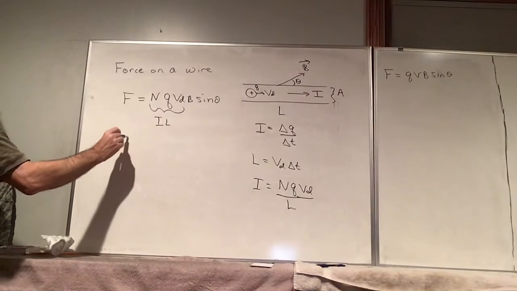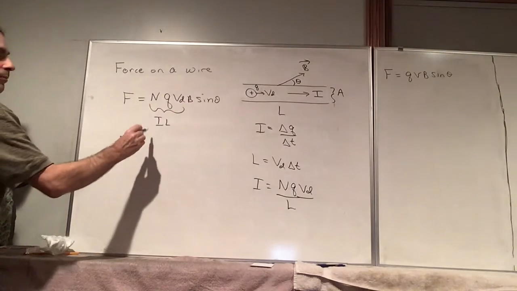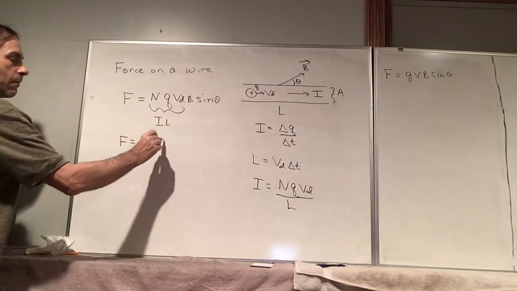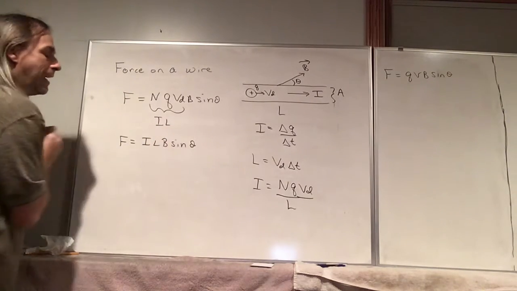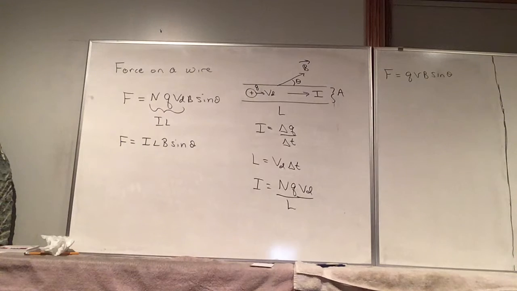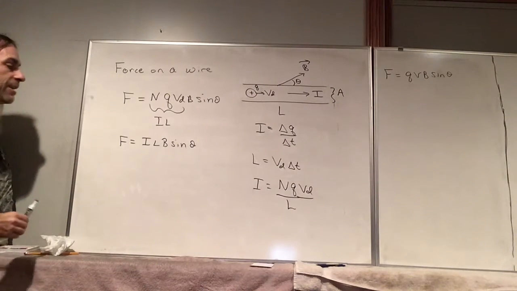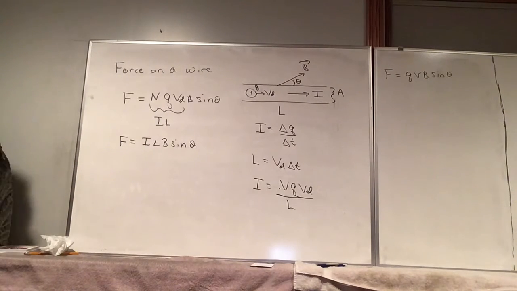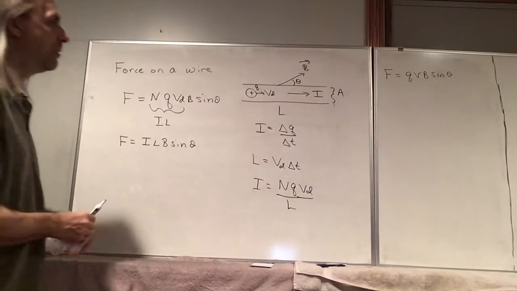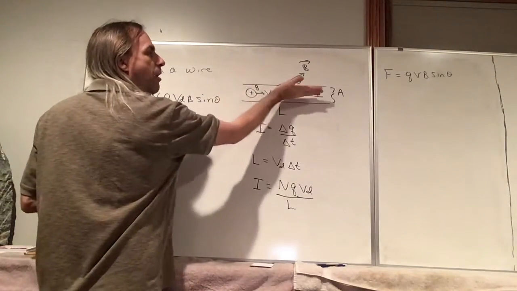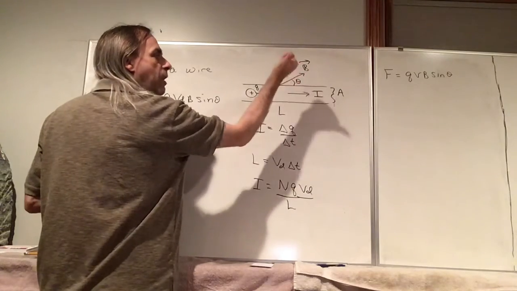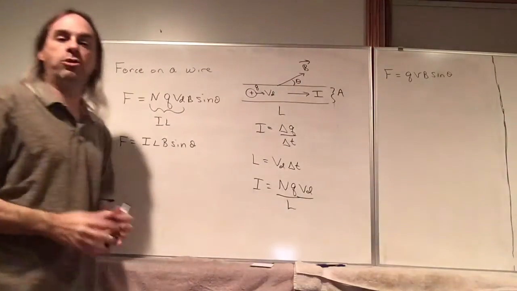And so the force on this wire is I L B sine of theta, where this is, of course, just the magnitude of the force. Now, what is the direction? In this case, put your fingers in the direction of velocity, curl towards the magnetic field. It's coming out of the board.